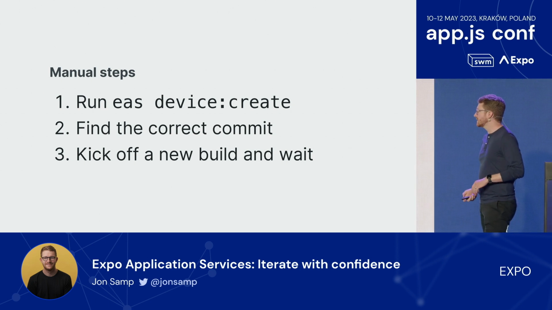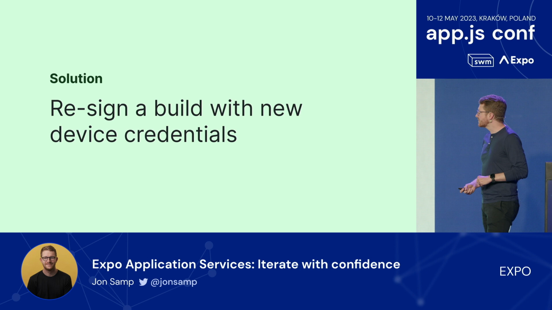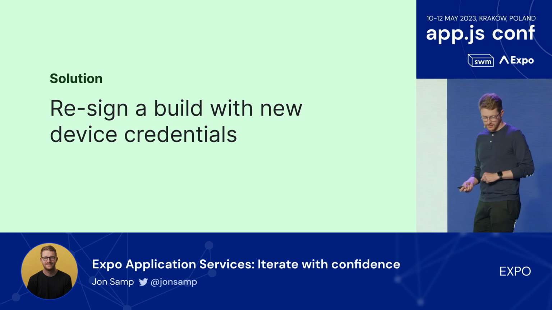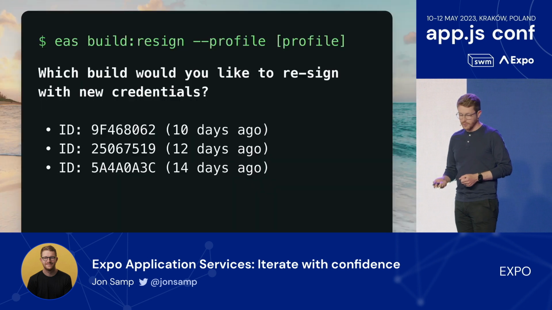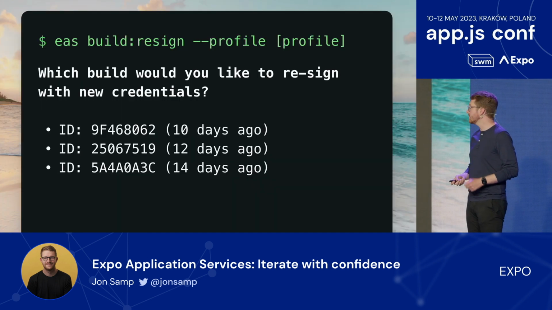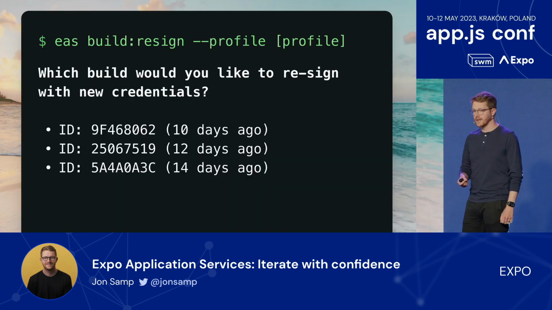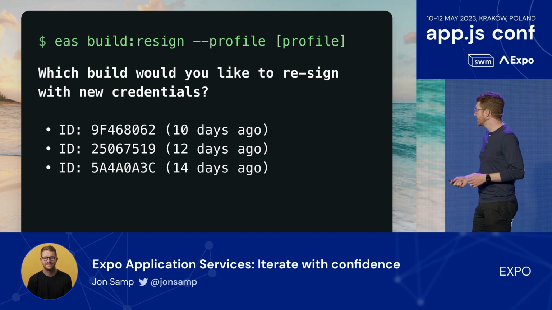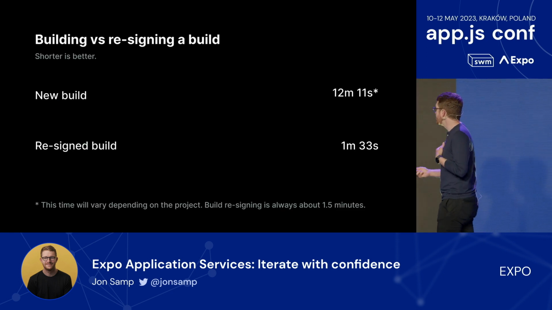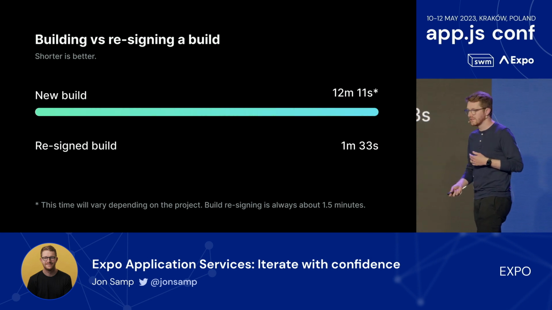So one way we're solving this year is re-signing builds with new device credentials, and we call that build re-signing. The way this works is you can run EAS build :resign with a profile name. And then we'll ask you which build you'd like to re-sign with whichever credentials that are new, and you can pick which one. So I took one of my personal builds, and I made a new build with it, and it took about 12 minutes.